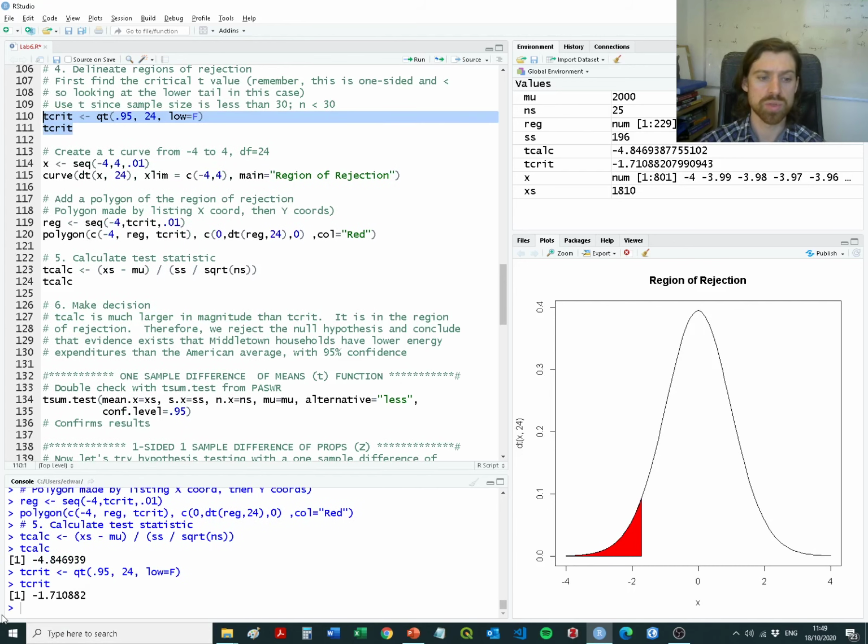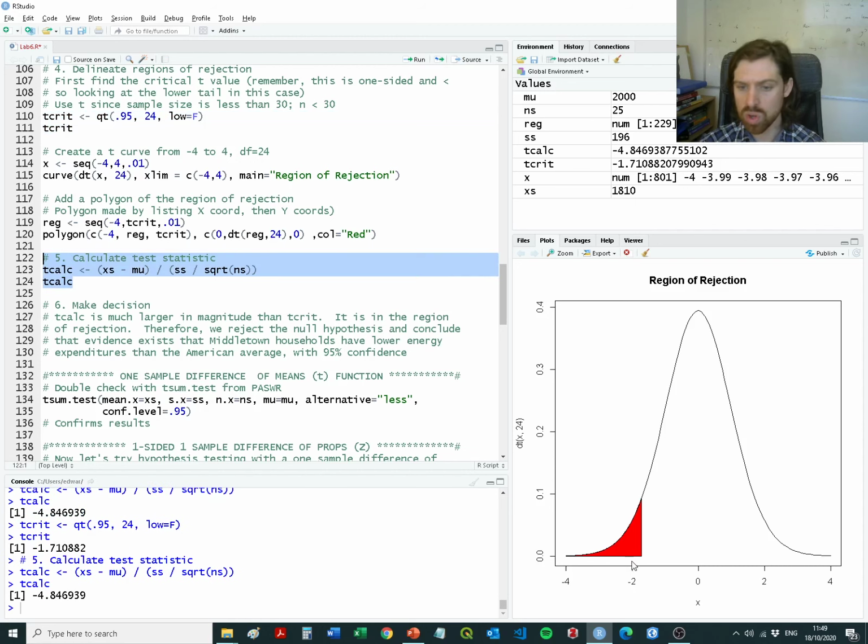So let's just show that. So the t critical value was minus 1.71. That's this value just down here where my mouse cursor is. And the test statistic that we got was minus 4.8. So actually we're just off the edge of the graph here. So again, we're in the rejection zone.